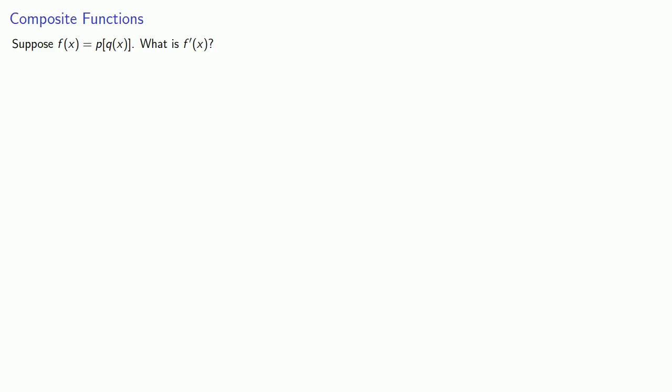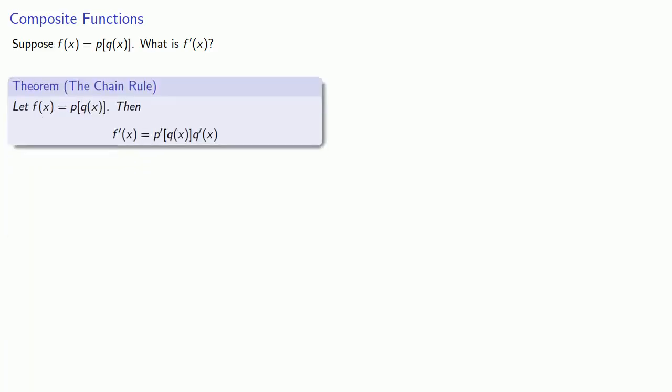Suppose f of x is p of q of x. What is f prime of x? And the answer to this question is given by the chain rule. So if you want to find the derivative of a composite function, it's going to be the derivative of the outside function, p prime, evaluated at the inside function, q of x, times the derivative of the inside function, q prime of x. Now, this formula is wonderfully compact and terribly misleading, so let's do a few examples.